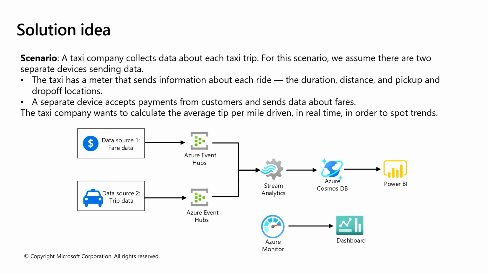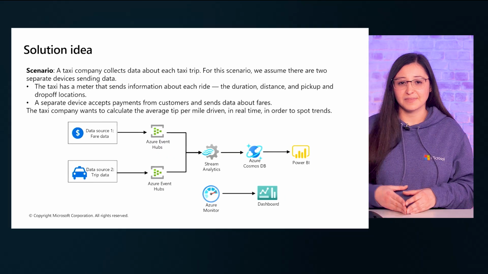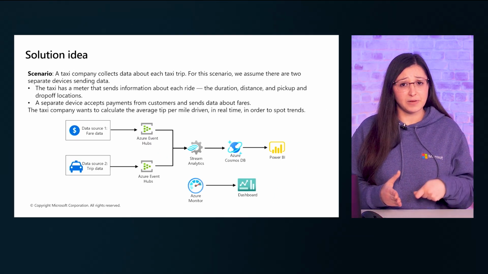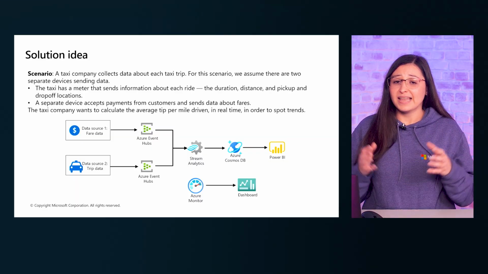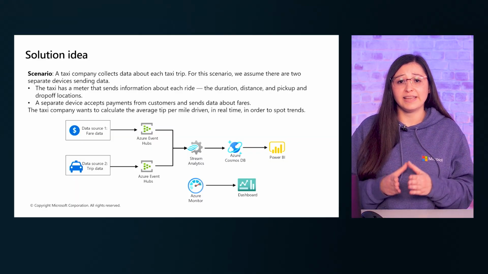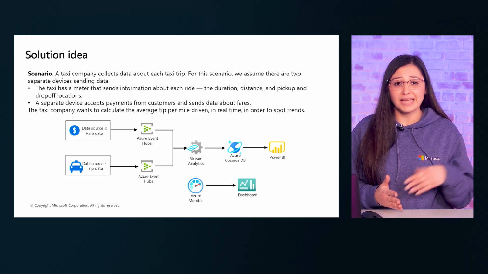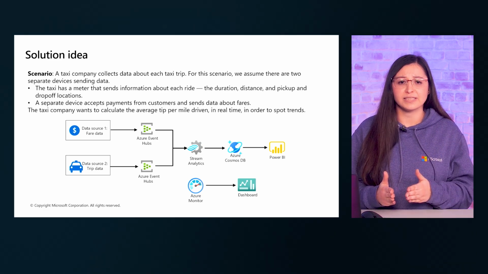Let's explore a scenario. We have a taxi company that collects data about each taxi trip. There are two separate devices sending data. The taxi has a meter that sends information about each ride: the duration, the distance, the pickup, and the drop-off location. A separate device accepts payments from customers and sends data about the fares. The taxi company wants to calculate the average tip per mile driven in real time in order to spot trends.